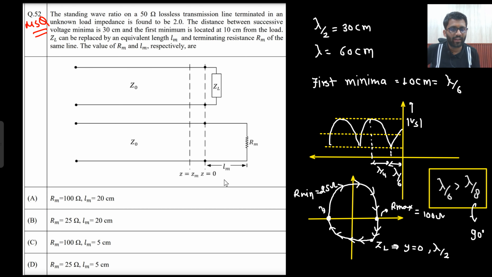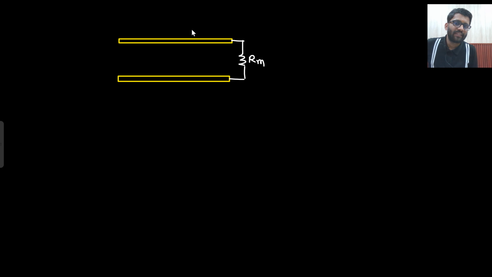So what could be the value of LM and RM? This is what they are asking. The two possible RM they have given are 25 and 100. We will see the option. We see that 25 and 100 ohm are the RM they have connected. That means you need to work from here or from here. What do they mean to say? Let me explain it. They mean that you have a transmission line, and if the load is RM resistance, then how much do you need to work so that your impedance here becomes ZL? This is what they are saying.